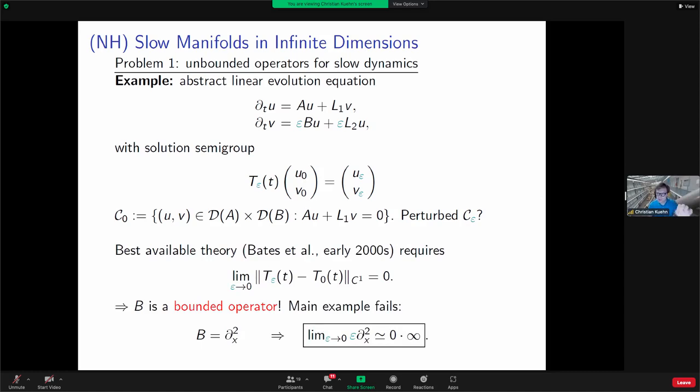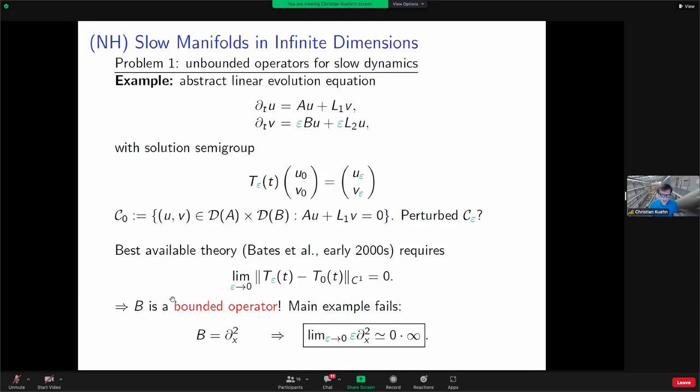If you delve into this theory, there's one critical assumption in there that requires a C1 continuity of this semigroup. This is also true for the nonlinear case. You still linearize, and then you require some C1 continuity of the semigroup as epsilon tends to 0. And then the claim is that this entails that B must be a bounded operator. So the main example already fails, and in particular, you have this problem that intuitively you can think of epsilon times the Laplacian as like 0 times infinity, so something small times an unbounded operator, and you somehow don't know what to do with that.